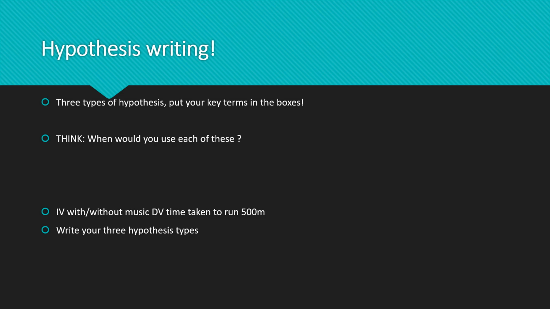We're going to do it with an IV, which is with or without music. So that's our independent variable. And your dependent variable is time taken to run 400 metres. Remember, you need to operationalise as much as you possibly can. So that means you have to give your level of measurement.